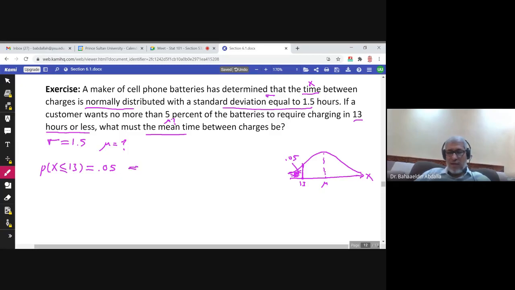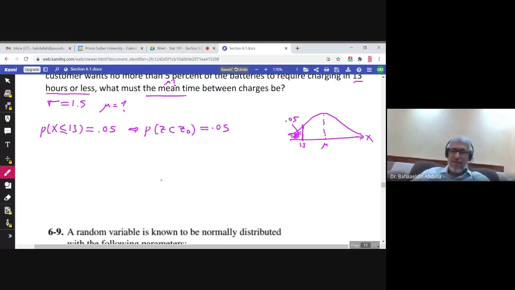Well, I need to change to z. So if I change this probability to z, then I have the probability that z is less than 0 is 0.05. Z0 now is a number to the left of the mean. If you change this to z, then this is 0. Now I know the mean here, and this is Z0 I'm searching for. So it must be a negative number.